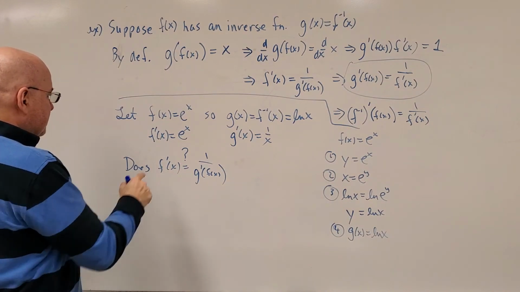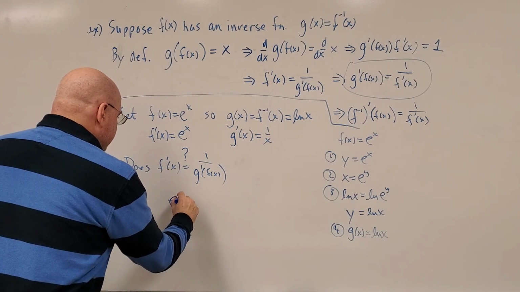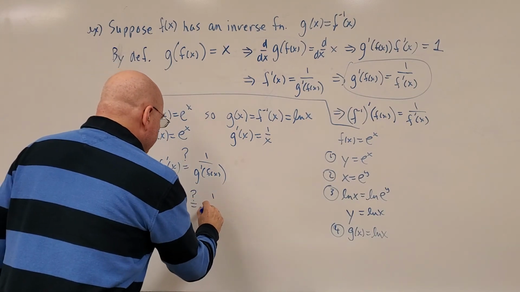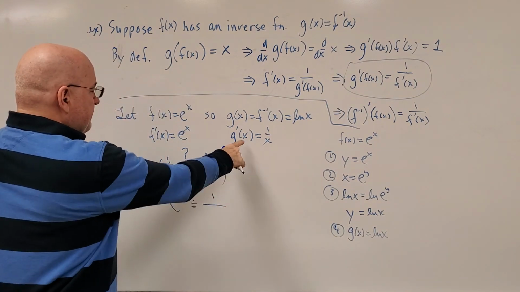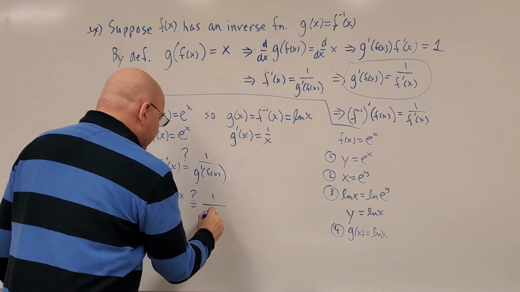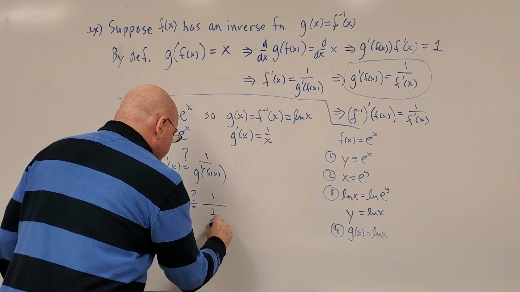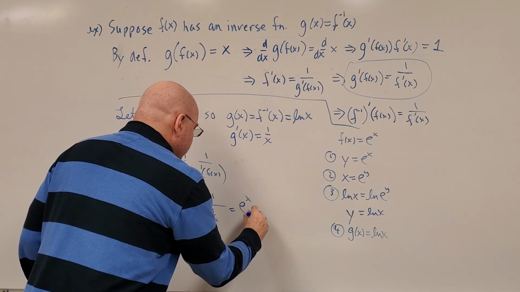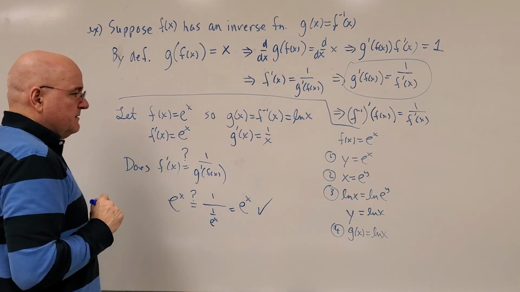Well, let's see. f prime of x is e to the x. And 1 over, here's g prime of x, but I need to plug f of x into it. So I'm going to get 1 over 1 over e to the x, which in fact is exactly equal to e to the x. So it works.